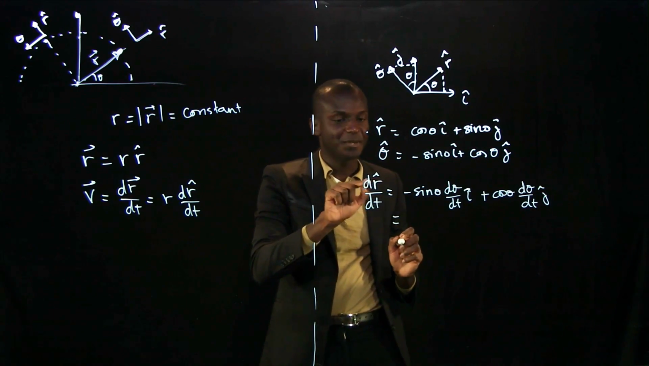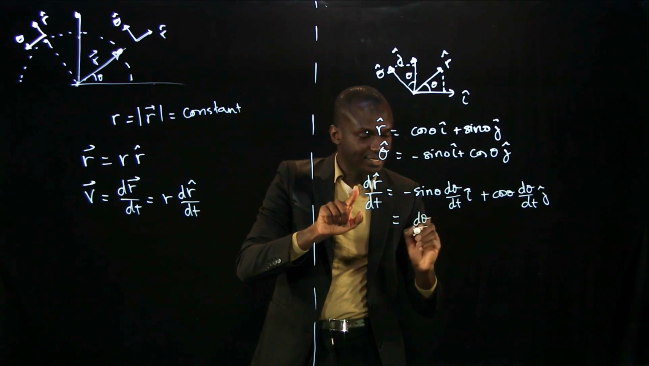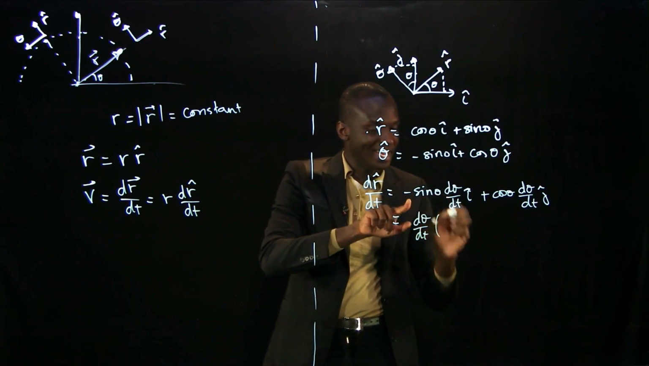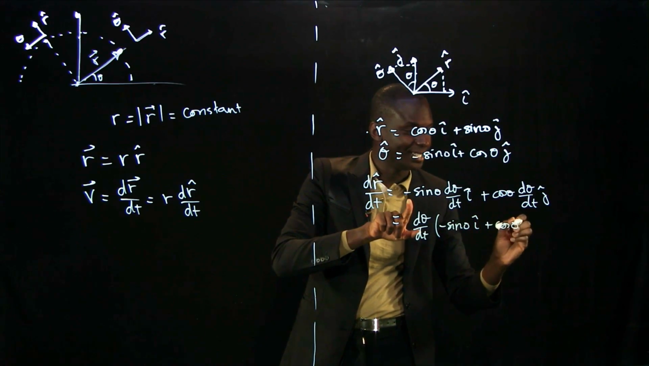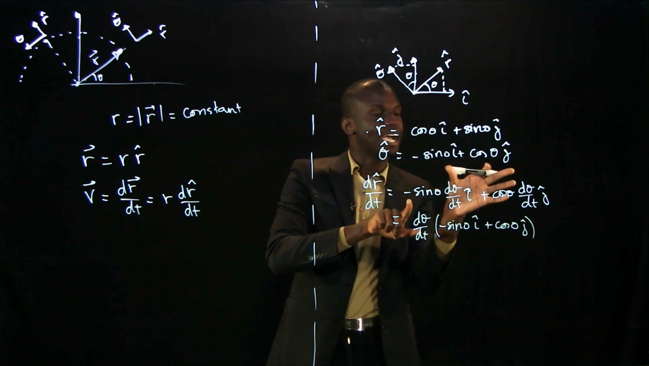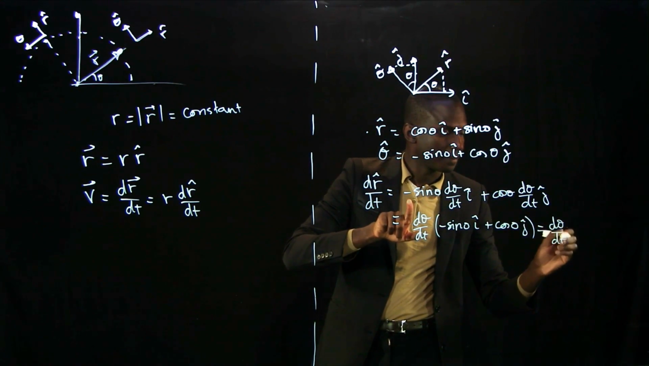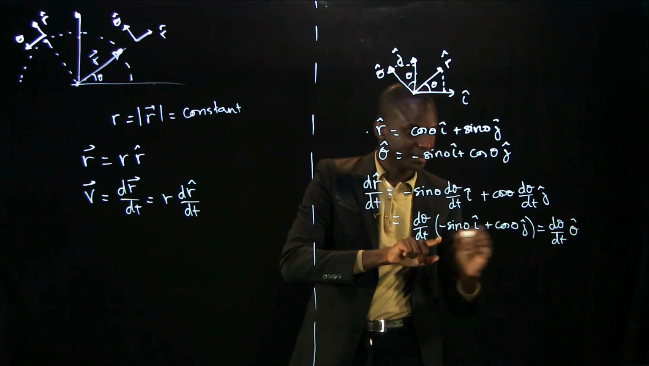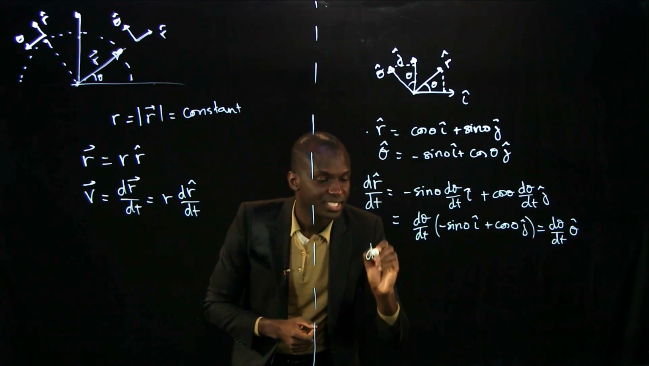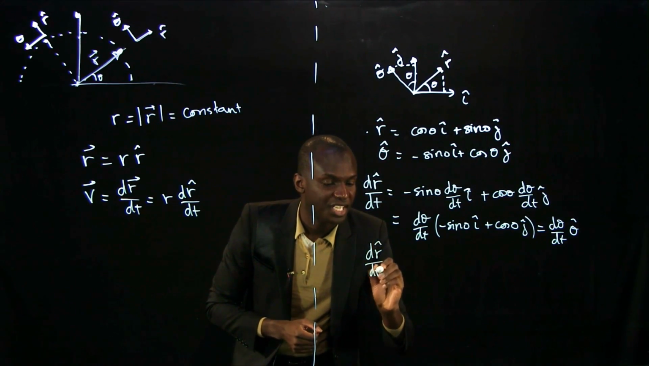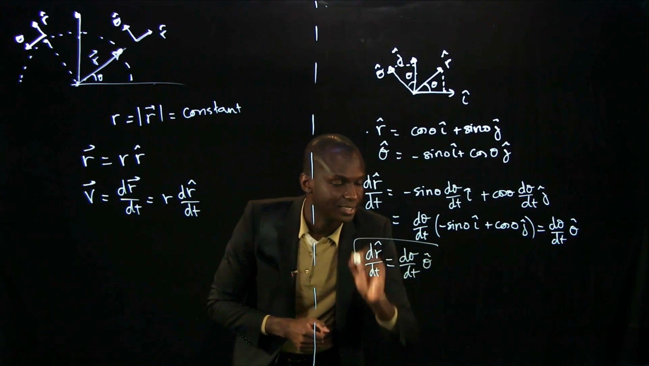So by taking the time derivative of this r hat vector, in fact, we pick up a d theta dt, and the remaining expression, minus sine of theta in the i hat direction plus cosine of theta in the j hat direction, is exactly what theta hat is. So this expression in parentheses is exactly what theta hat is. So the time derivative dr hat dt gives us d theta dt in the theta hat direction.